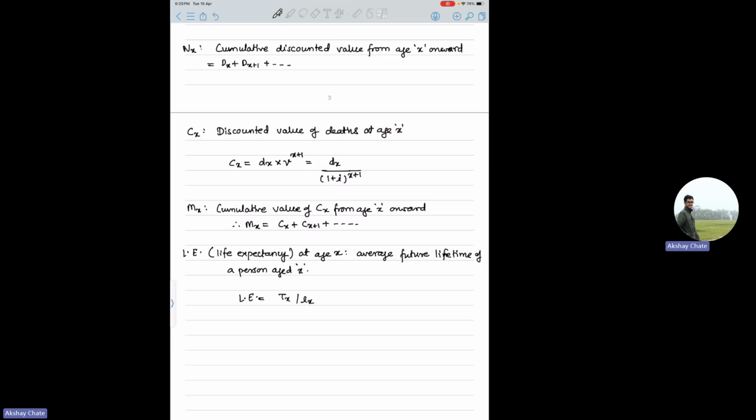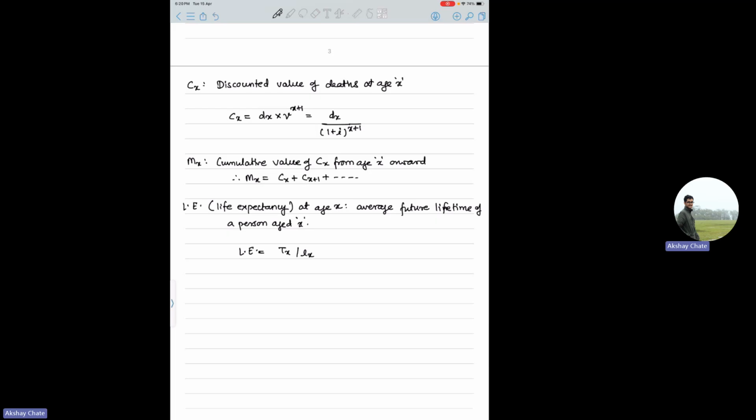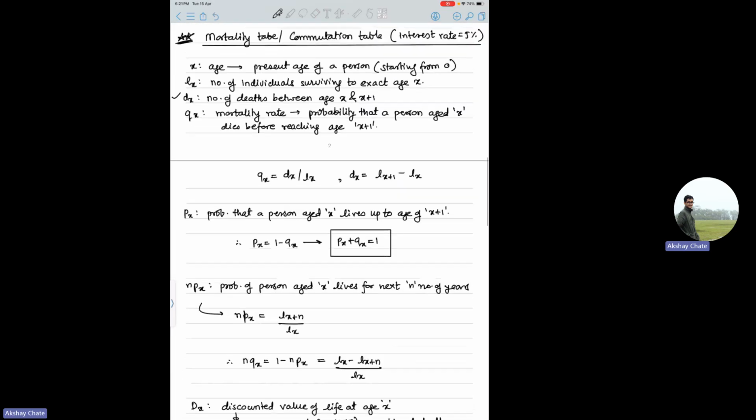And this is calculated as Tx divided by lx. lx we know, and the new term Tx is defined as the total number of person years lived after age x. So we basically need to multiply the number of persons and their remaining years. So this is the overall idea about your mortality table.